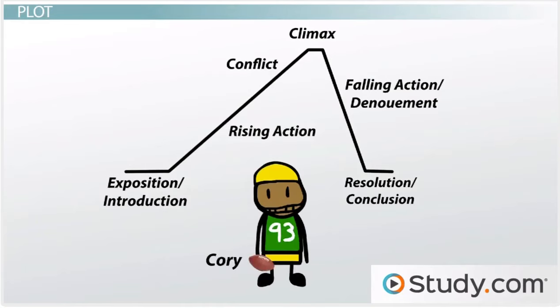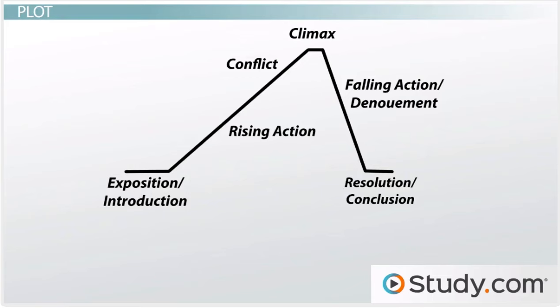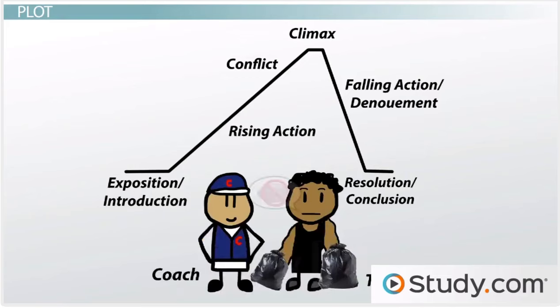The main conflict comes when Troy's son Corey wants to go to college on a football scholarship, but Troy doesn't want him to go because he's afraid he'll be discriminated against like he had been when he played baseball. In the rising action, Troy goes to Corey's coach and tells him that Corey can't play football anymore.